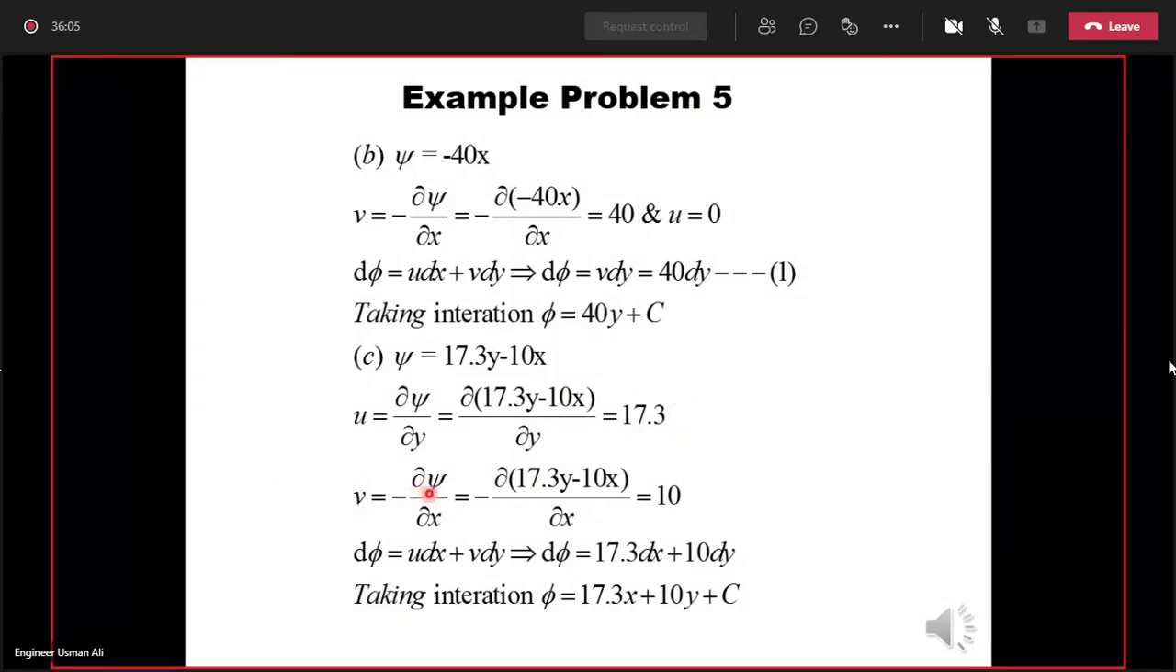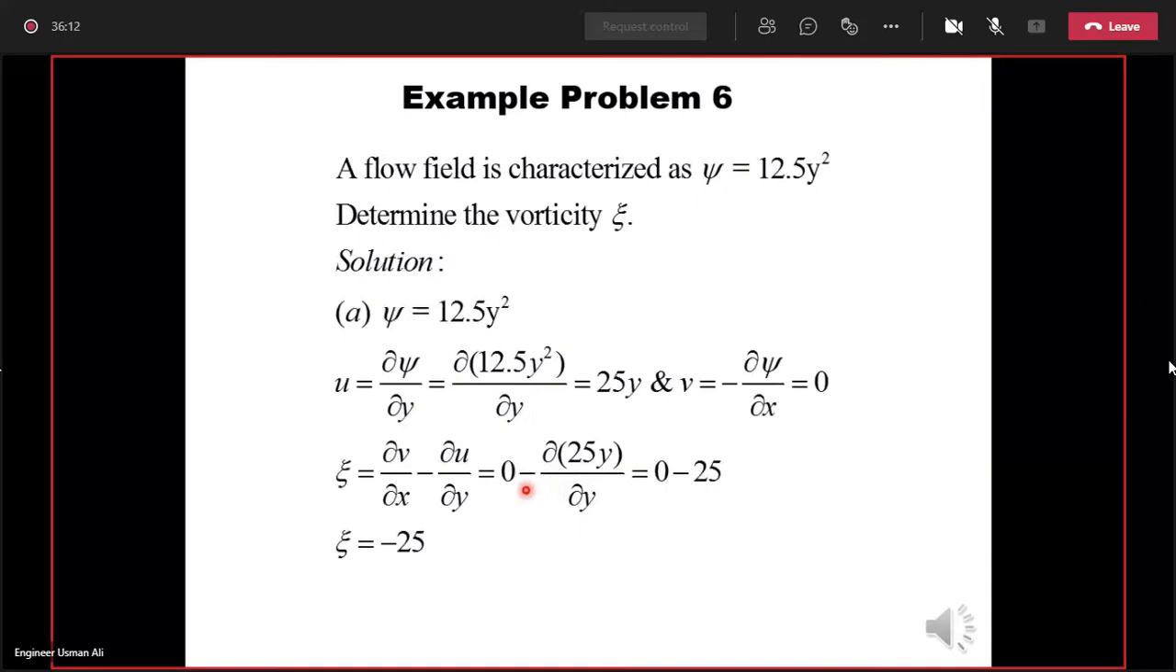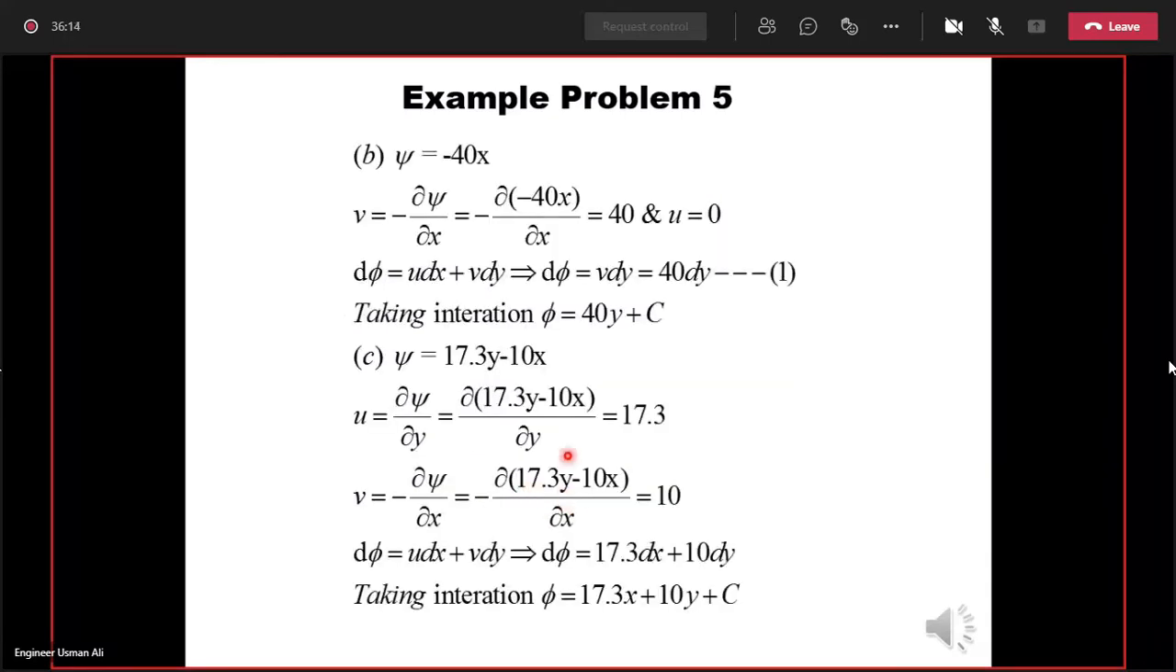We know v is minus partial psi over partial x. Partial of 17.3y over partial x is 0, and partial of minus 10x over partial x is minus 10. So minus 10 into minus, that is 10. So this is how we can get u and v.